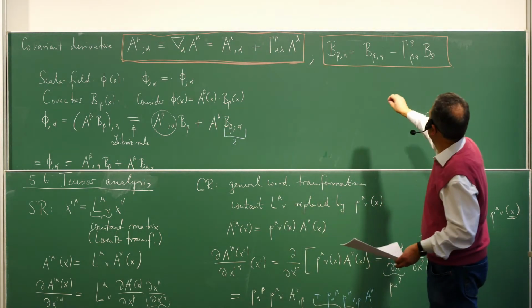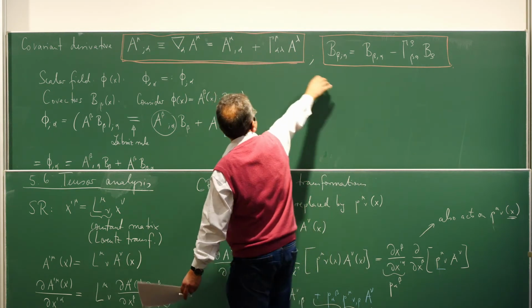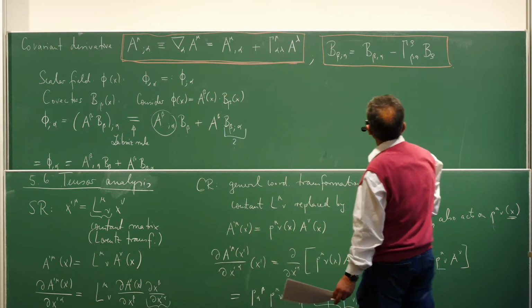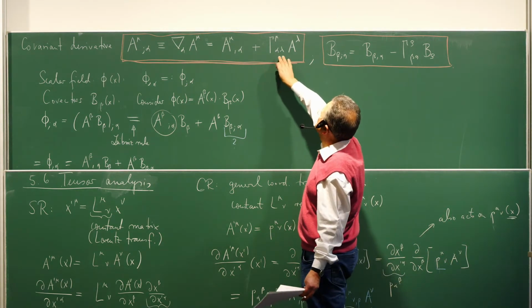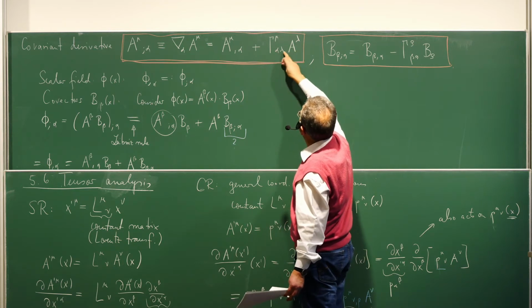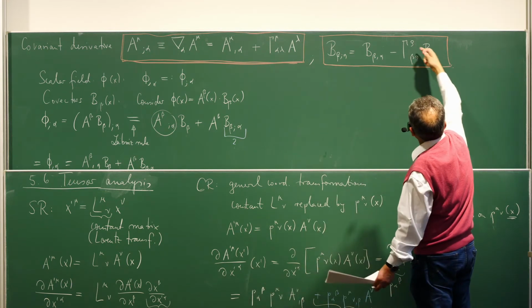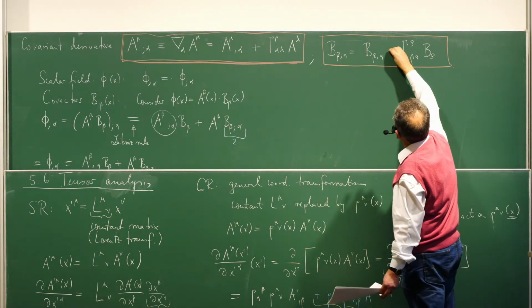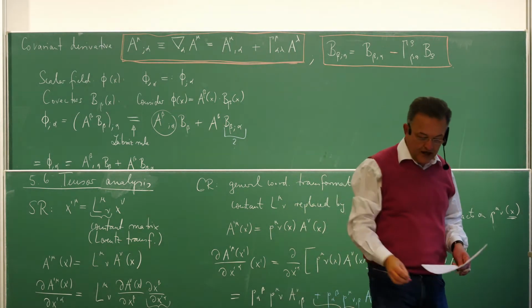If you compare the two, of course the first term is always the partial derivative, and then you have a compensating term with the gamma. Of course here you have to have this summation because this is upstairs, so it must be downstairs, and here it's just the opposite, but you have this minus sign, which comes, as you see, from the derivation.